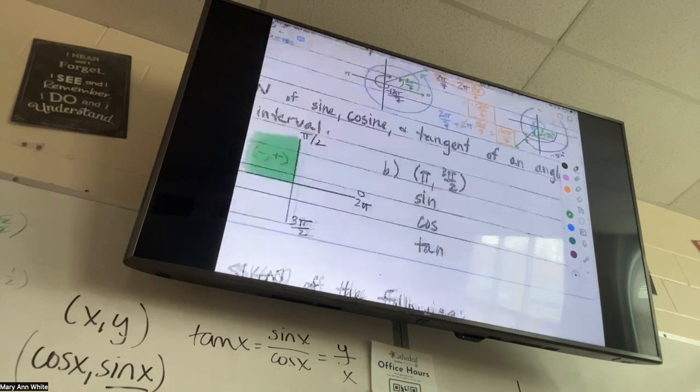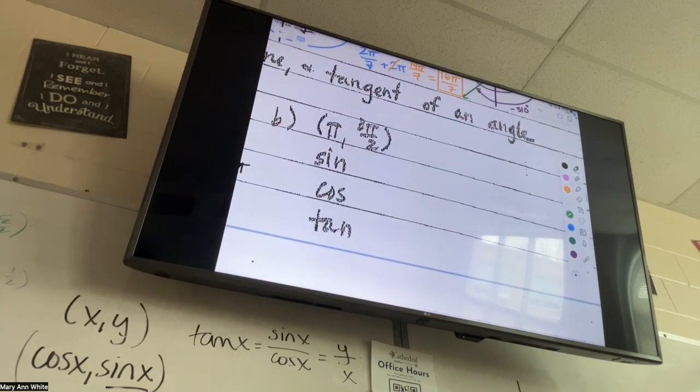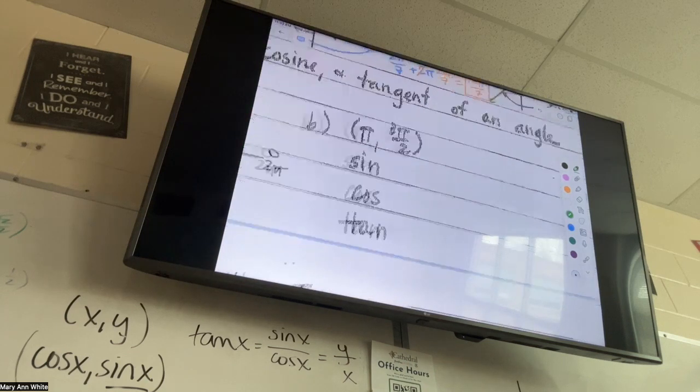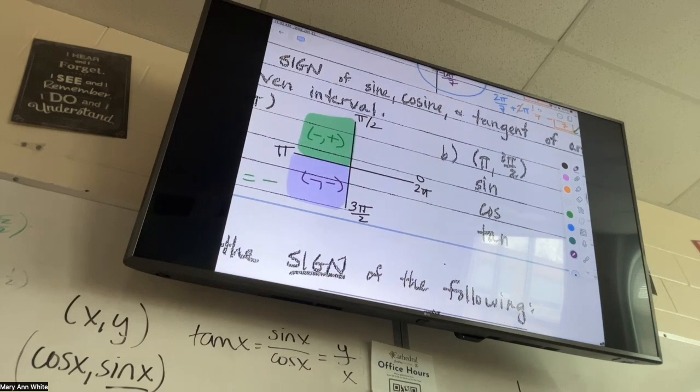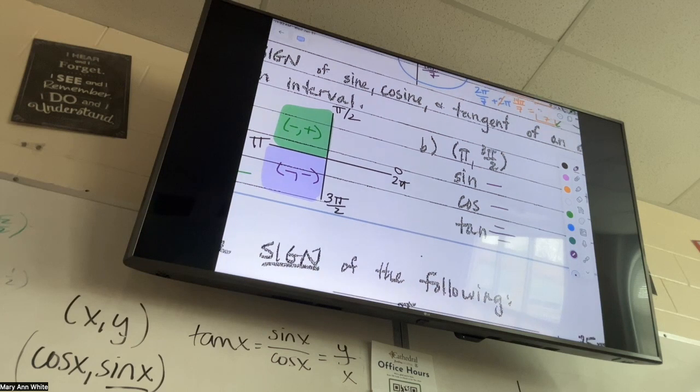Let's look at that next one. I've got pi to 3 pi over 2. Third quadrant. So now I'm just going to use the same picture. I'm just going to do it in this purple color. They're both negative, right? Both my sine and cosine are negative in that third quadrant. So what does that make sine? Sine is negative. What about cosine? Negative. And then tangent. If tangent is Y divided by X, what's a negative divided by a negative? A positive.